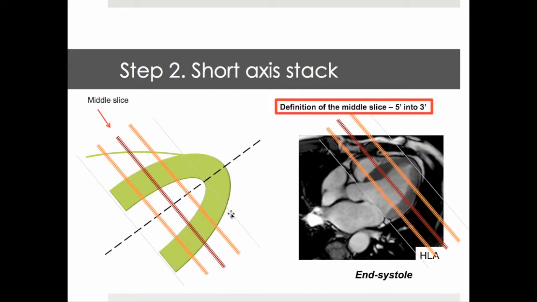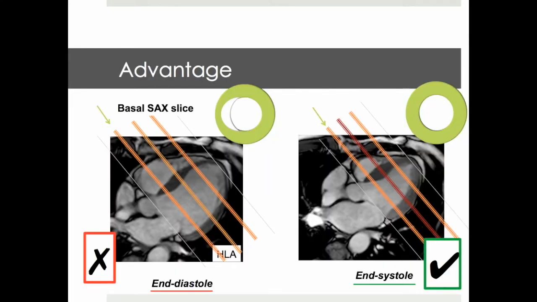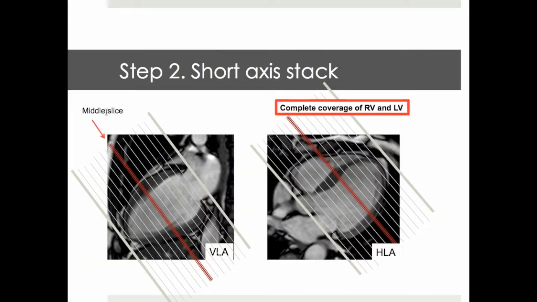Our next step is to remove the 2 outer slices, the 1st and the 5th, leaving us with the 3 slices in the middle, providing the definition of the middle slice, as well as the basis of 3 short axis slice geometry, that is apical, mid, and basal short axis slice. The important advantage of planning of 3 slice geometry in end systole as opposed to end diastole is to account for the movement of the base of the septum towards the apex that happens during systole, reducing the chance of cutting into the LVOT in the basal slice, making it non-diagnostic for these important segments.